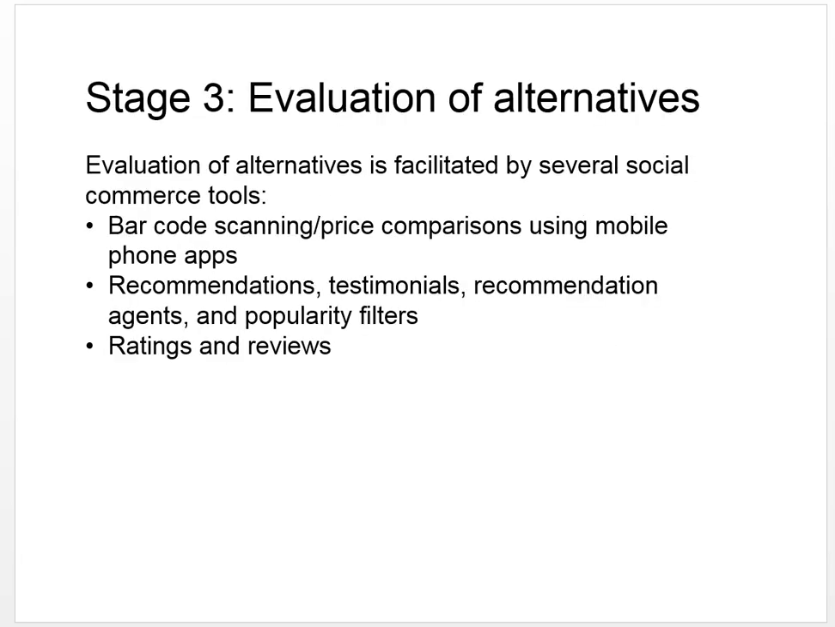Now, let's move on to stage 3, evaluation of alternatives. So this is, again, when you've got, say, your top 4 or your top 5 or maybe just 2, and you start to evaluate which is the best option for you in regards to purchase. So barcode scanning, price comparisons using mobile apps, recommendations, testimonials, recommendation agents, and popularity filters. And then we've got rating and reviews as well.